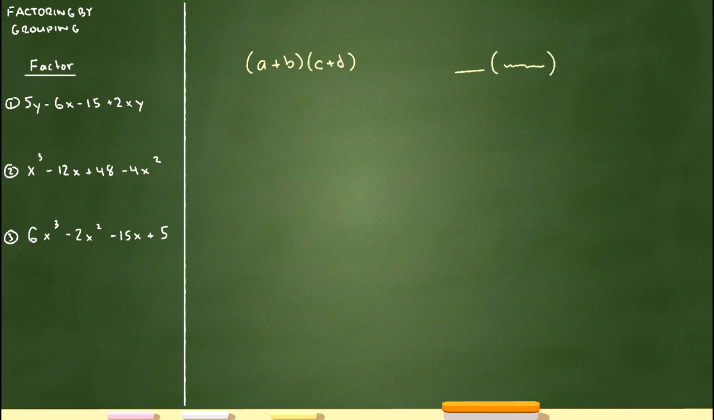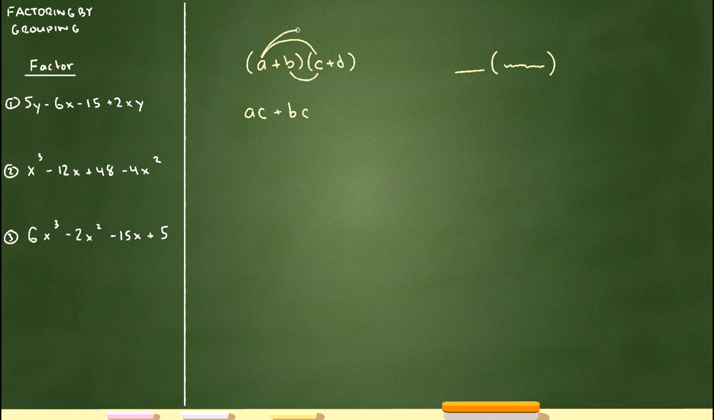binomial times a binomial. So if we wanted to check our answer for these factoring by grouping problems, we would need to be able to multiply this together to obtain our original statement, just to check. To do that, you may have heard of the foiling method, first, outer, inner, last. But what that means is you just want to multiply everything in here by everything else over here. So we take our A, we multiply it by C to obtain A times C. Then we take our B, multiply it by the C to get B times C.